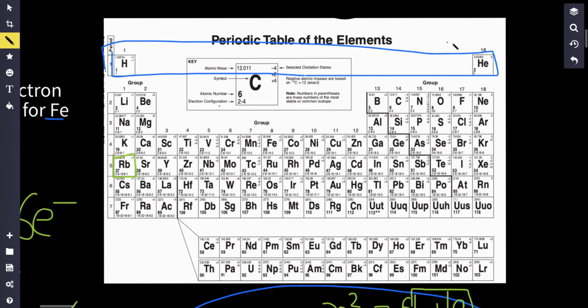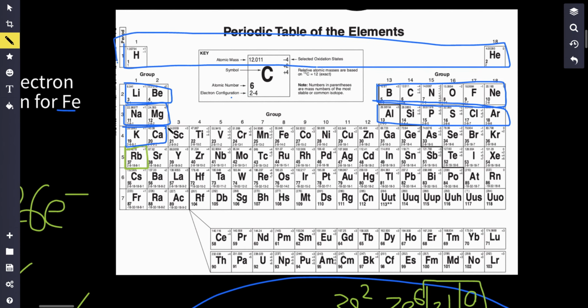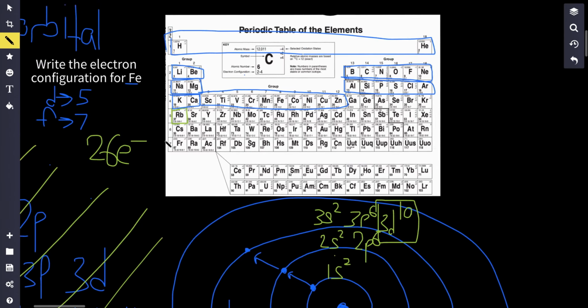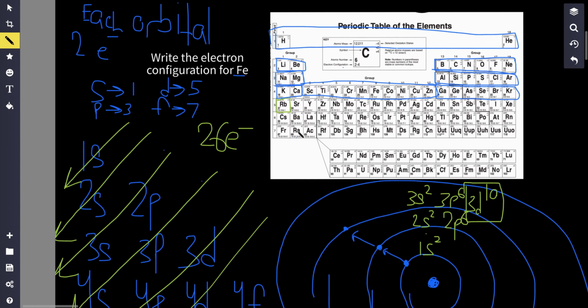1s2, because there's only two electrons. 2s2, 2p6, 3s2, 3p6, 4s2, 3d10, and then I think you see the pattern. So you just highlight these blocks. All right, now that is pretty cool, if you ask me.